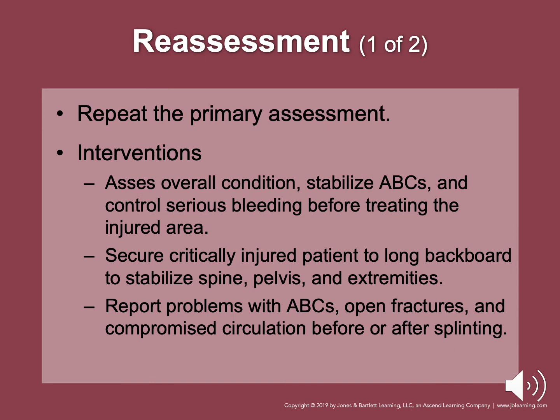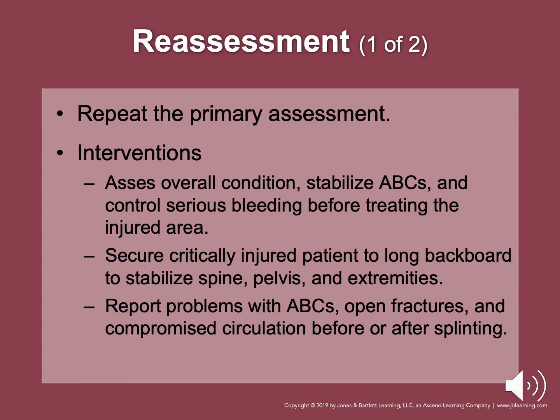In your reassessment, repeat the primary assessment. This should be performed every 5 minutes for an unstable patient and every 15 minutes for a stable patient. Most of your stable patients are going to be those with isolated, non-life-threatening injuries. All the other patients are probably going to be unstable, and you're going to need to check those every 5 minutes. Recheck your interventions. If you need to increase or decrease some of them, maybe you started that patient out on oxygen, and SpO2 looks good and everything's kind of stabilized, you can back those patients down.